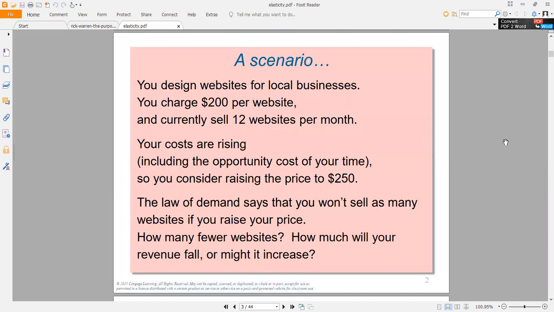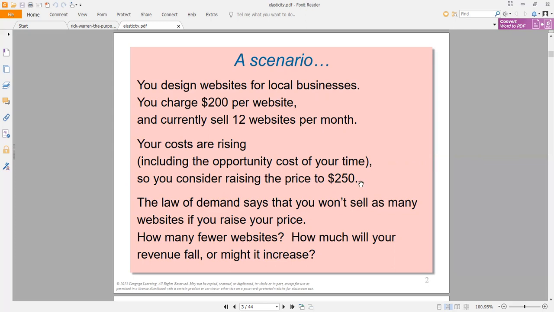All right, let's look at a scenario. Assuming you are a website designer, you design websites for local businesses, and whenever you design one website, you charge $200, and currently at a price of $200, you are producing 12 websites per month. But then you realize that the cost of creating the websites is increasing. So you are considering whether to increase the price of the website or not. So you want to increase the price of the website from $200 to $250 per website.